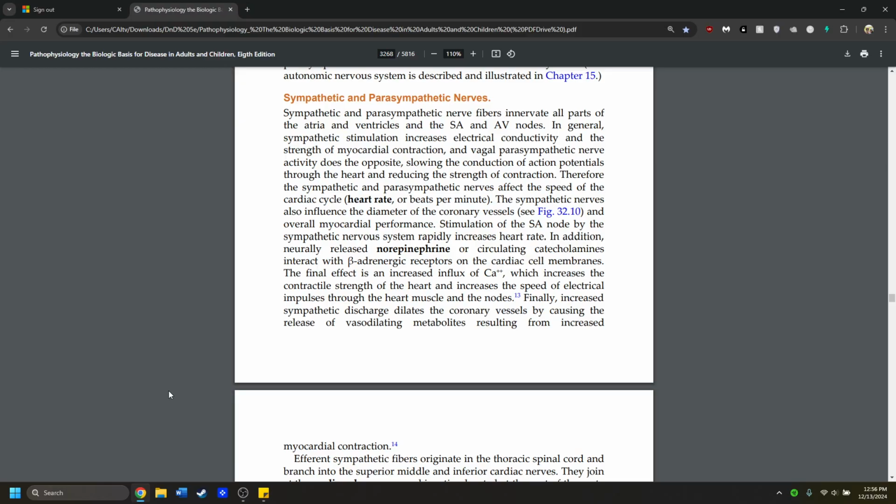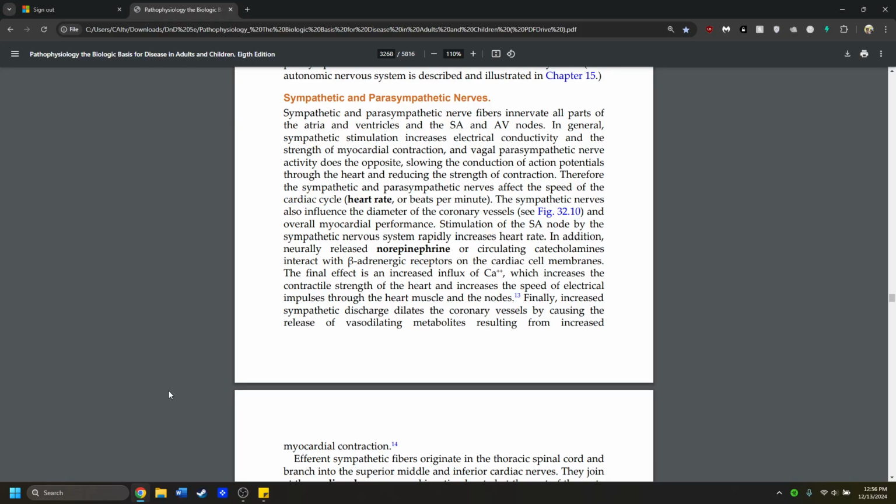Therefore, the sympathetic and parasympathetic nerves affect the speed of the cardiac cycle, your heart rate, and beats per minute. The sympathetic nerves also influence the diameter of the coronary vessels and overall myocardial performance. Stimulation of the SA node by the sympathetic nervous system rapidly increases heart rate.